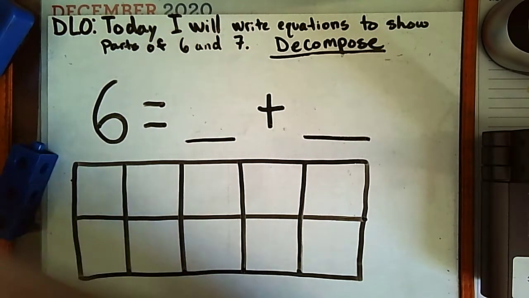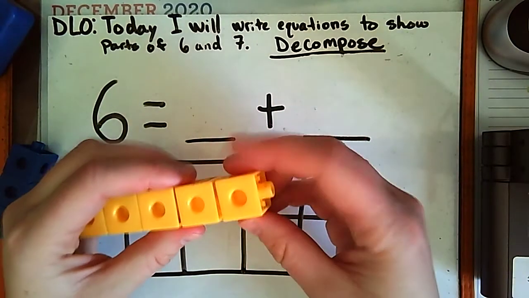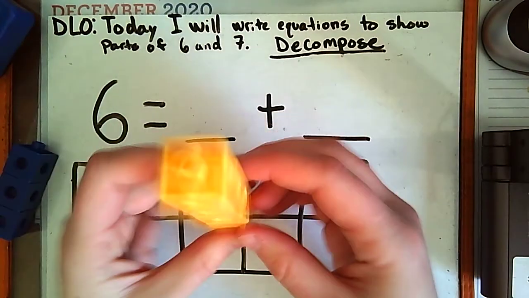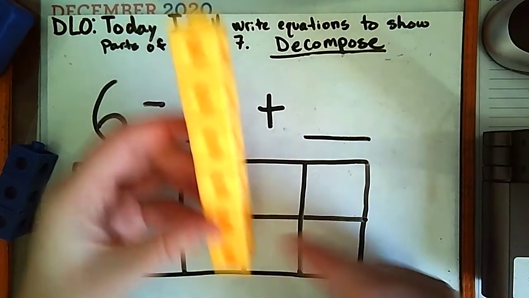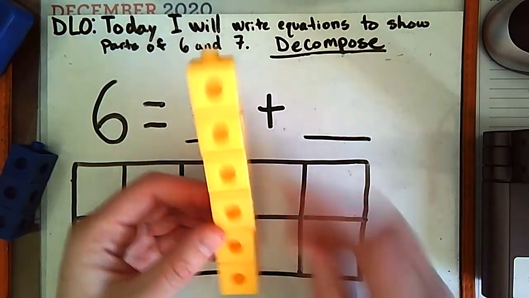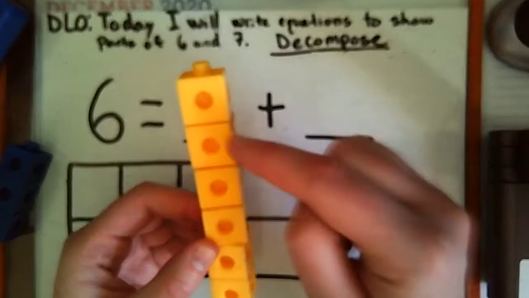So I'm going to use my yellow again. I'm going to start with 6. This time I'm going to start with a tower. So if it was straight up and down, it'd be a tower. Let me make sure I have 6 because I want to decompose it. I'm going to break it apart. 1, 2, 3, 4, 5, 6.